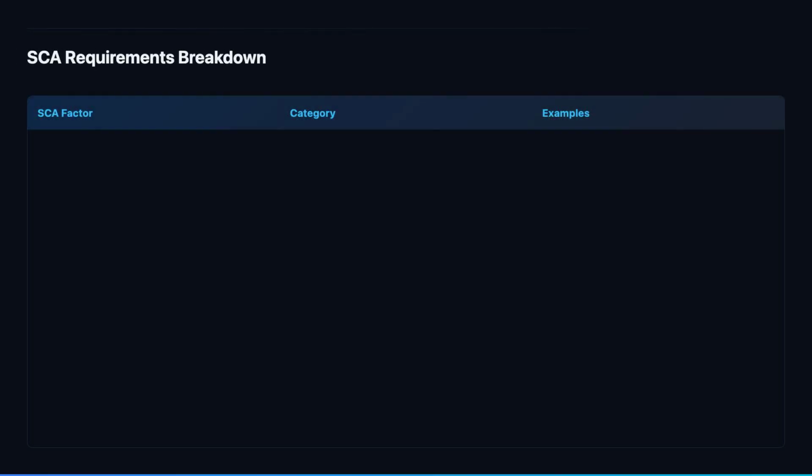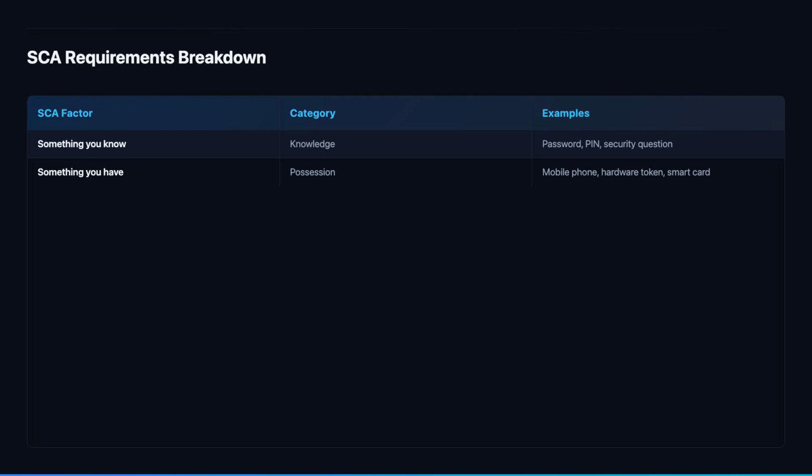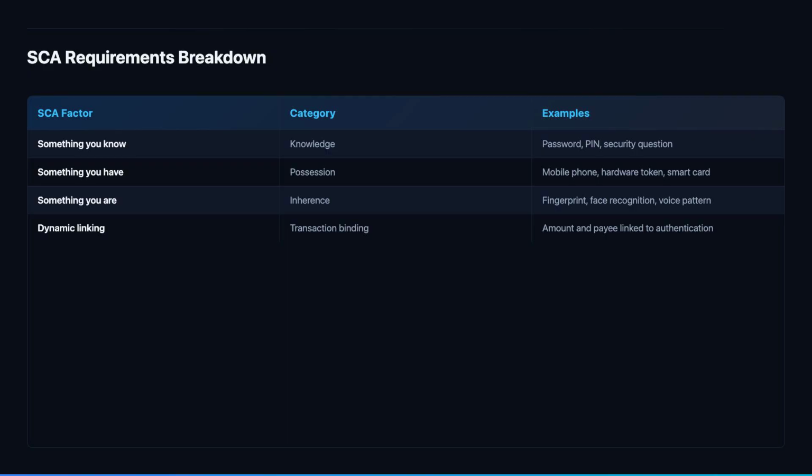Strong customer authentication is one of the most impactful PSD2 requirements, and understanding its details is critical for compliance. The knowledge factor relies on information only the customer should know, such as passwords or PINs. The possession factor verifies the customer has a physical device, adding a layer of security beyond passwords. Biometric inherence factors provide the strongest authentication because they are unique to each individual customer. Dynamic linking ensures that the authentication is bound to a specific transaction amount and recipient, preventing manipulation.